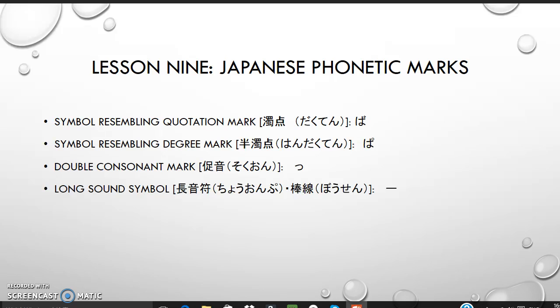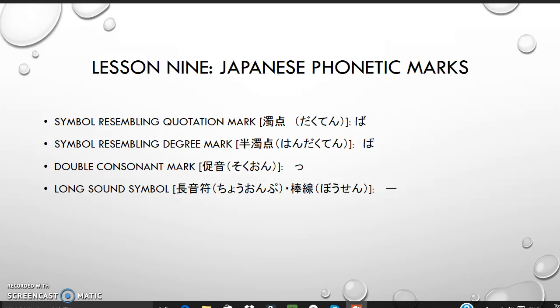Then we have the double consonant mark. The double consonant mark uses the small tsu, as we can see here. Like we might be able to see in the word gakkou, like school. If we notice gakkou a bit more accurately, we'll see that there is a small tsu there.